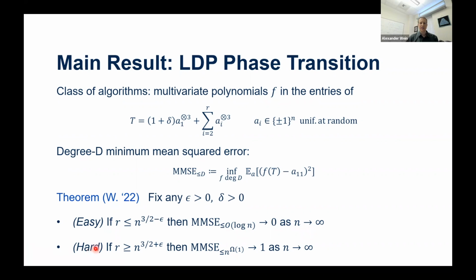And on the other hand, in this hard regime, when the rank is big, in the regime where we don't know an algorithm, we can actually prove that any polynomial, even of fairly high degree, like n to a small constant, is going to be trivial, right? So mean squared error of 1 means you're basically doing nothing. If you output 0, you get a mean squared error of 1. So we're proving this kind of phase transition for low degree polynomial algorithms that occurs at the same place as this conjectured transition for polytime algorithms.